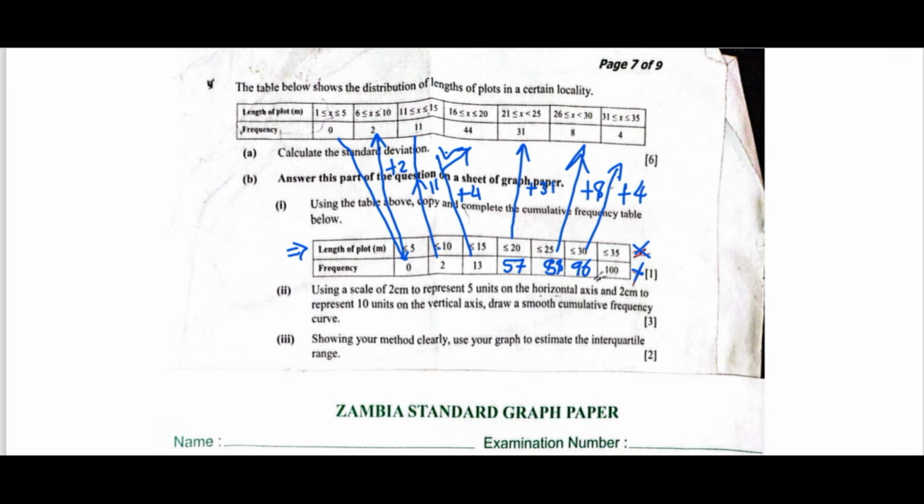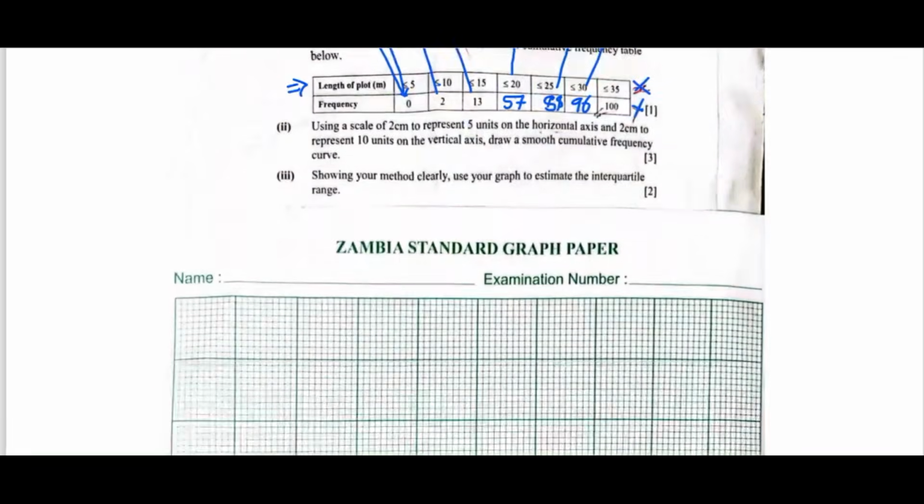Now let's look at Roman number 2. Using a scale of 2 centimeters to represent 5 units on the horizontal axis, the horizontal axis is the x-axis, and 2 centimeters to represent 10 units on the vertical axis. Draw the smooth cumulative frequency curve. Okay, so let's go to our graph here.